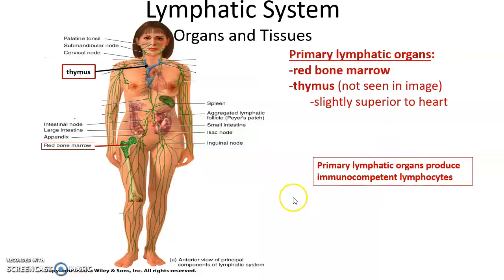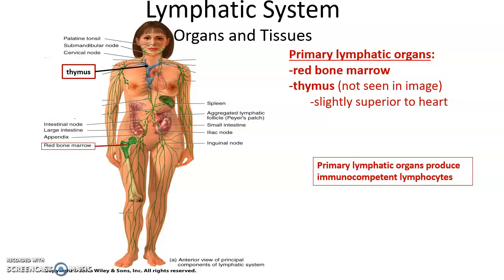All right, moving on to other structures of the lymphatic system. Well, we have the primary lymphatic organs. These are the ones that produce immunocompetent lymphocytes, those white blood cells that can aid in fighting infection.